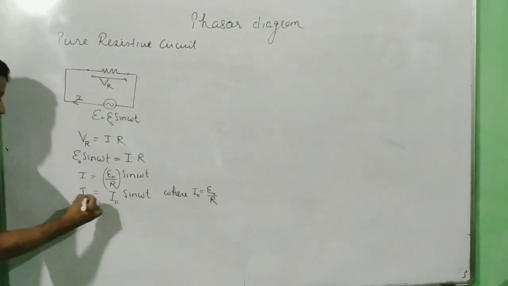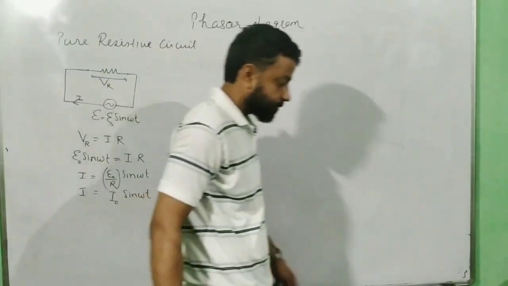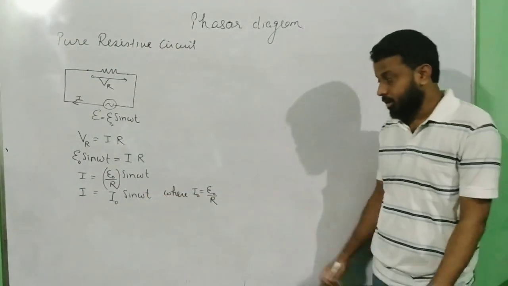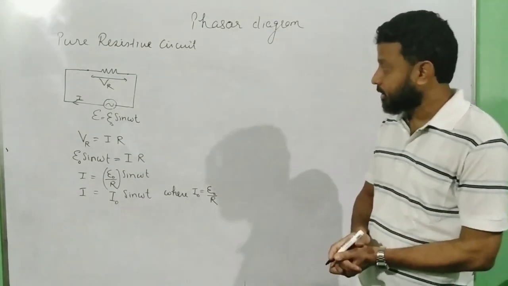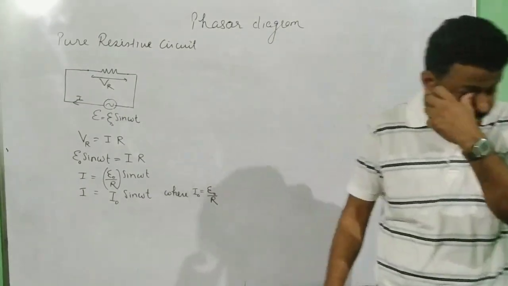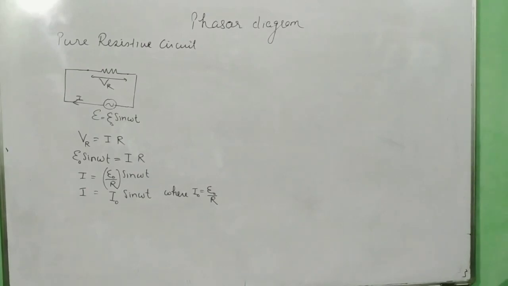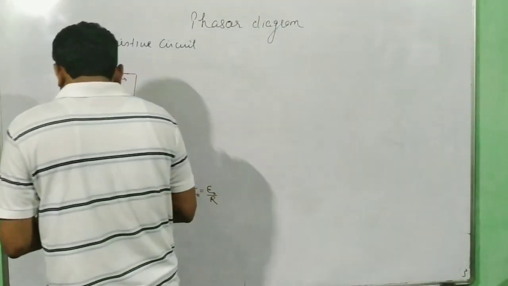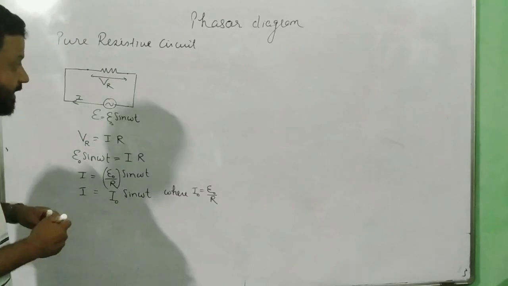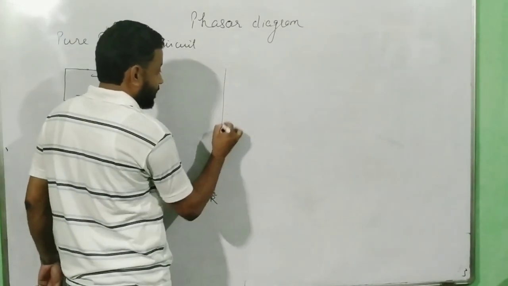So what we have got? We have got a very interesting result. Now that E naught by R, I will discuss on that. But let's try to plot what we call a phasor diagram right now, right away. So if I have to plot at any time t the phasor diagram of this.